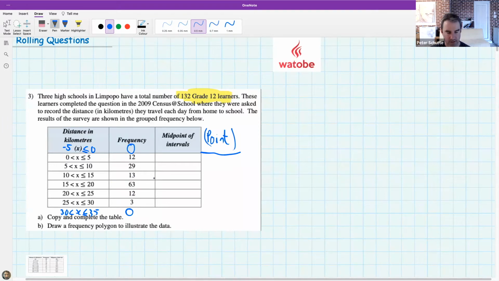What I want you to do now is figure out the midpoints of these intervals. Write down the midpoints and fill out this column. Then, if you're able to, think about what the points are that are going to be on my frequency polygon. So try to work out this column as well.